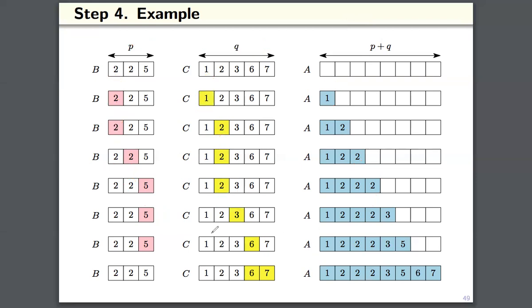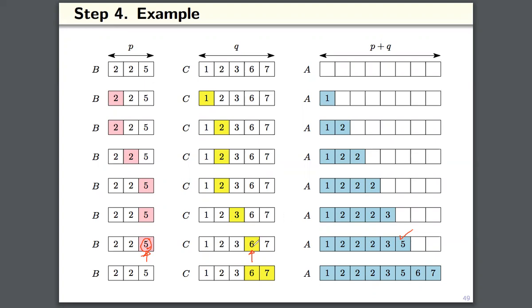At the end, what happens? Suppose I points to 5 and J points to 6. Now what do we do? Suppose we compare B of I and C of J. We saw that 5 is the smaller element, so we copy 5 to the array A and we move the pointer. We see that I has scanned all the elements in the B array. There are no more elements to scan.